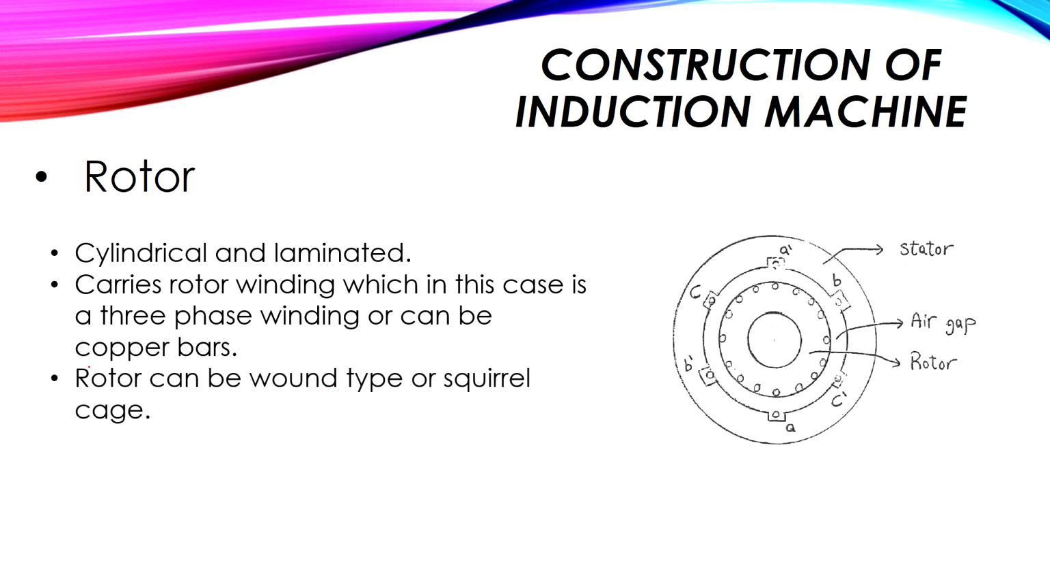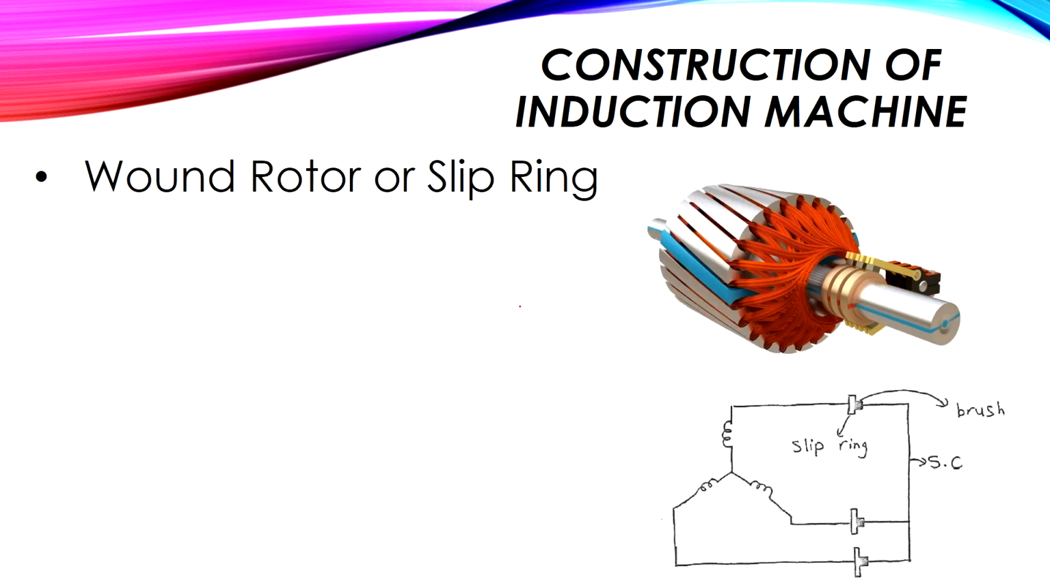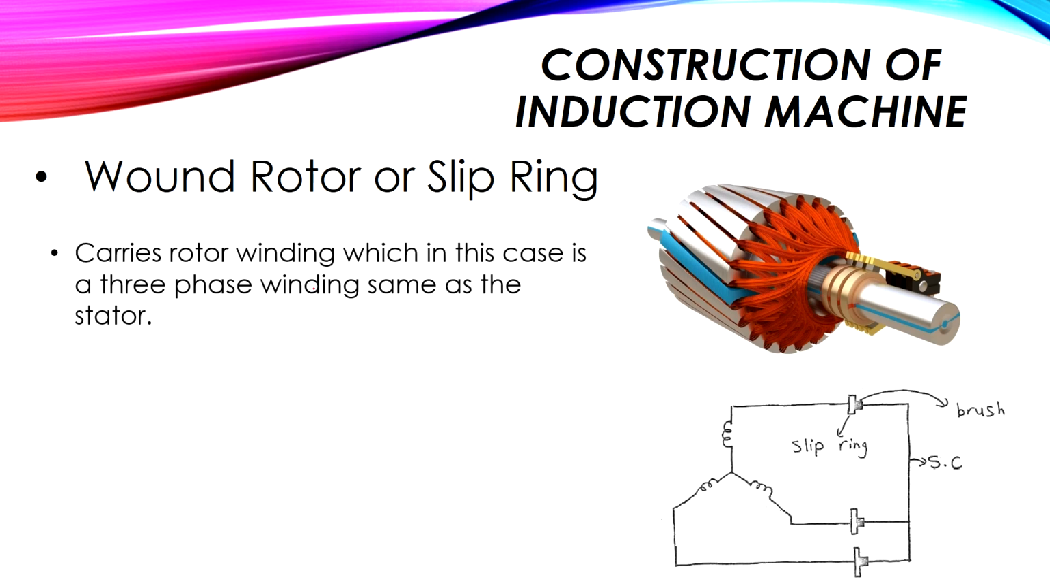The rotor can have two types, one which is the wound type or the slip ring type, and the other type is called the squirrel cage. Now the first type of the rotors is called the wound rotor or the slip ring. What does wound mean? It means that it is wound. You'll see that here the wire is wound around the rotor. So this one is a 3-phase winding. It carries the rotor winding, which in this case is a 3-phase winding, same as the stator.